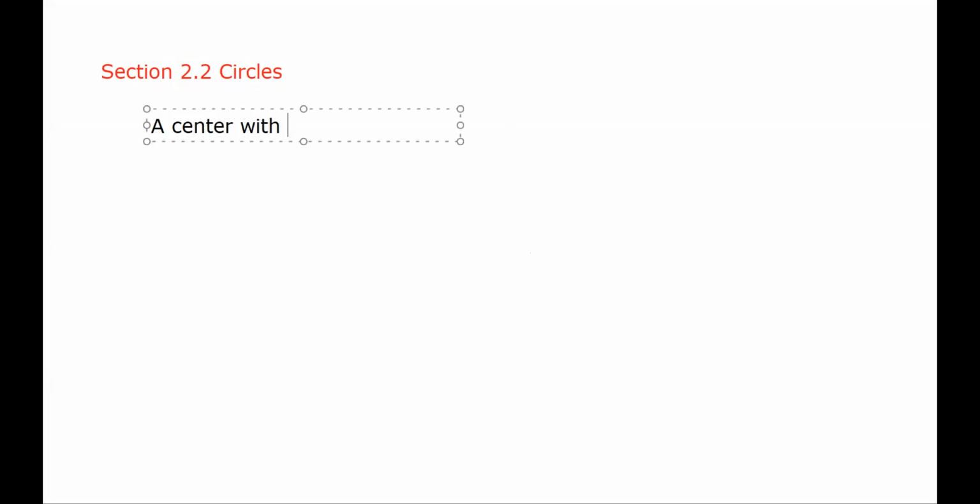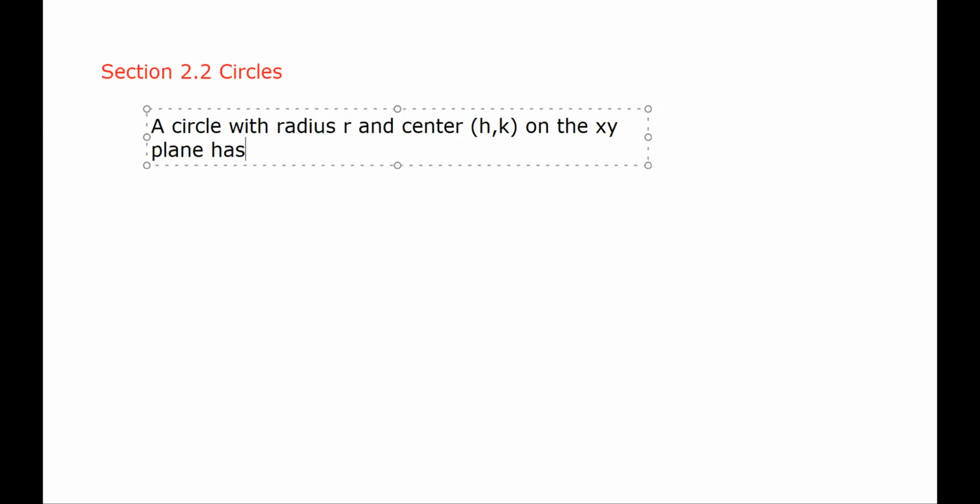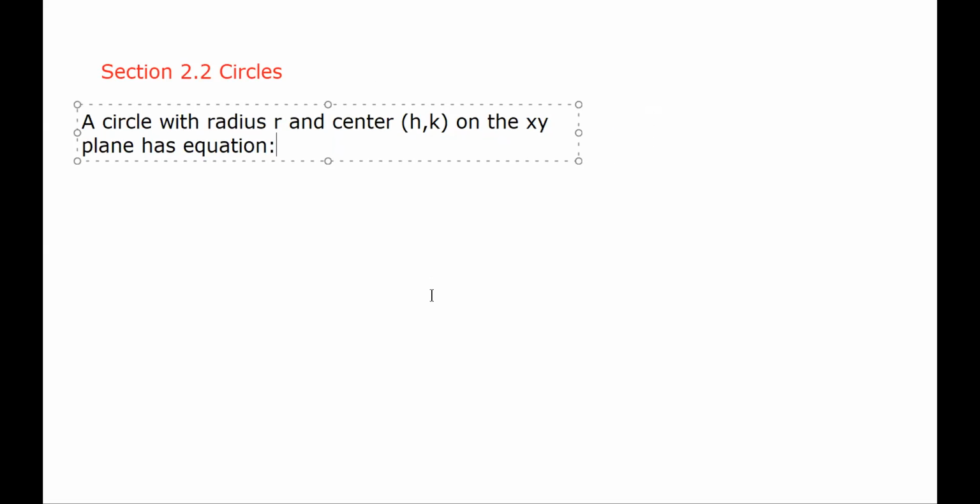A circle with radius r and center h comma k. So that is a coordinate. It's an ordered pair on the xy coordinate plane. Going to have a special equation, and the equation is going to look a little something like this.